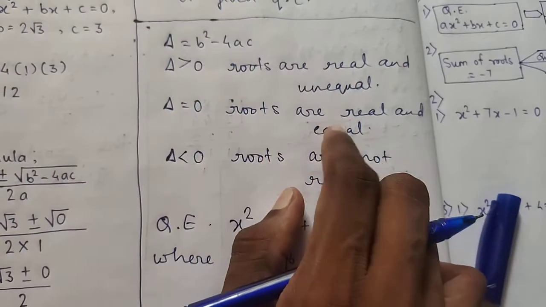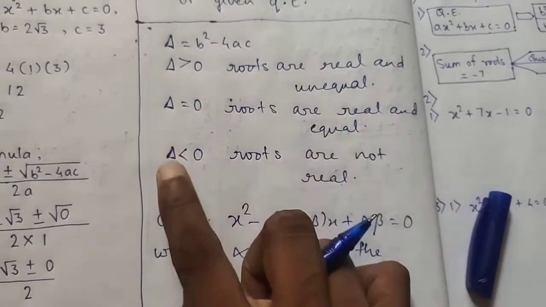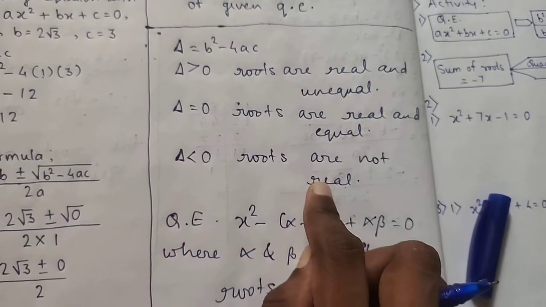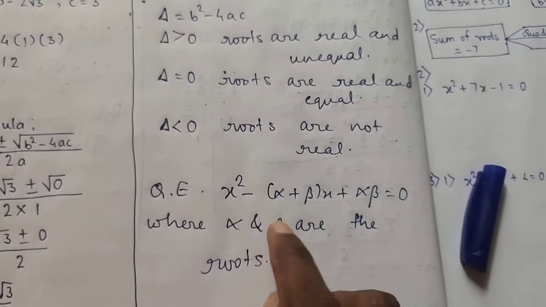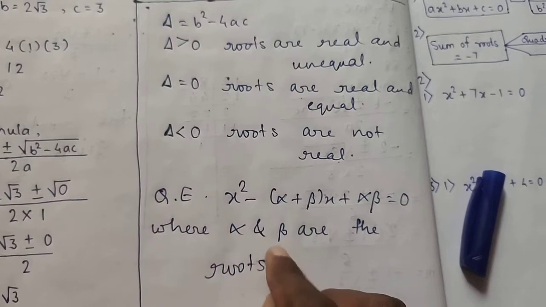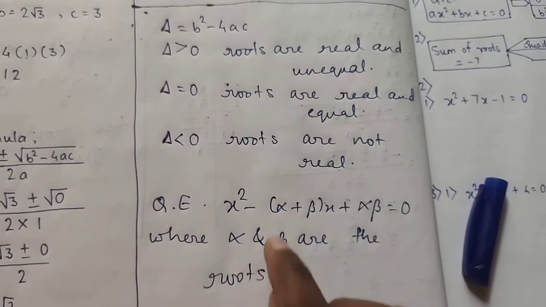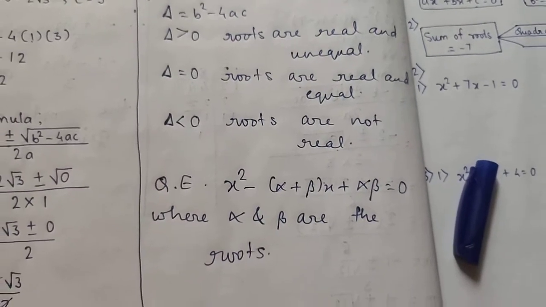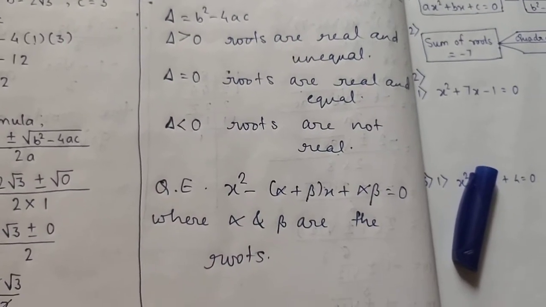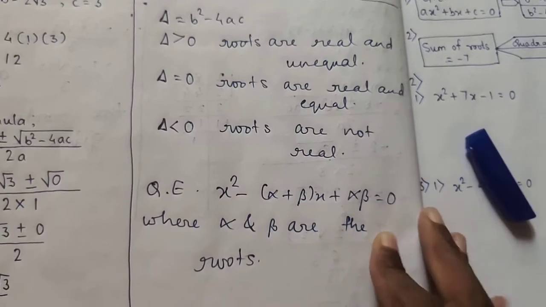Okay, so remember, whenever your delta value is positive, roots are real and unequal. When delta value is 0, roots are real and equal. When it is negative, you are going to write roots are not real. Similarly, whenever you are having two roots, that is alpha and beta, then in that case you can write your quadratic equation, that is x square minus bracket alpha plus beta x plus alpha beta equals to 0.